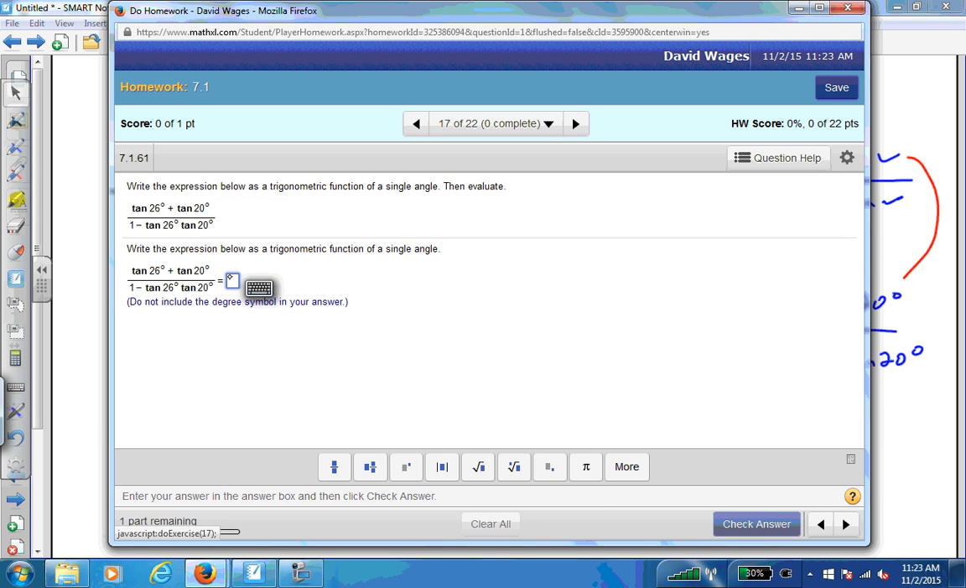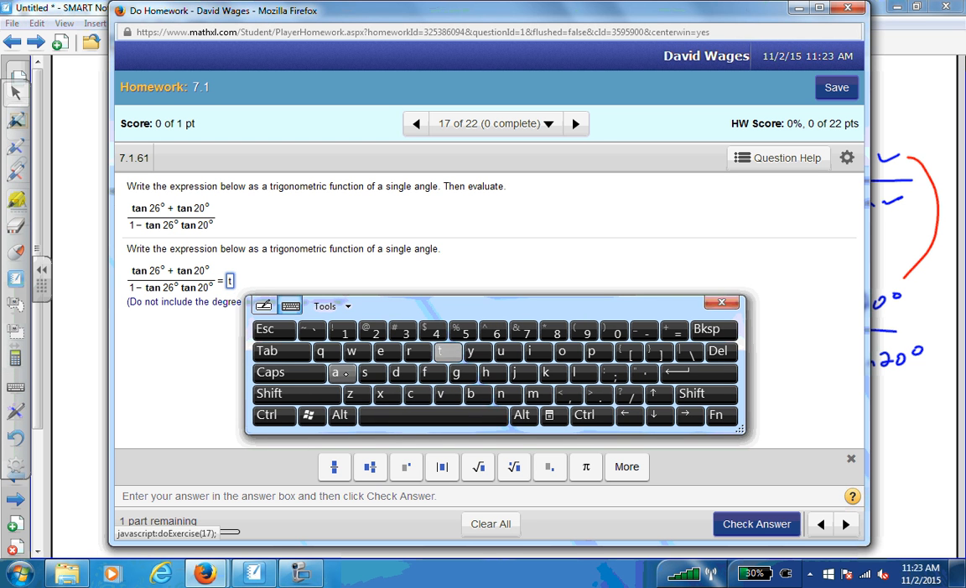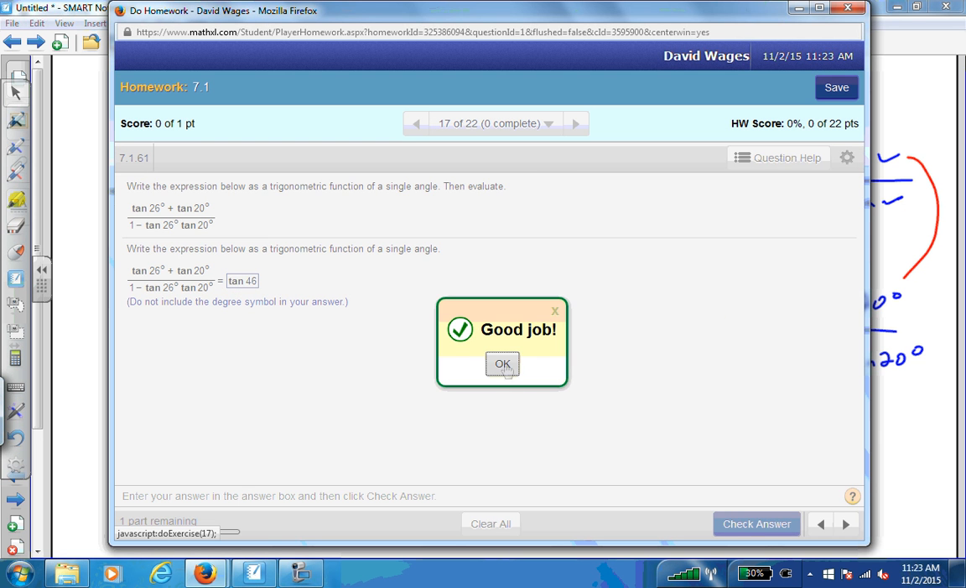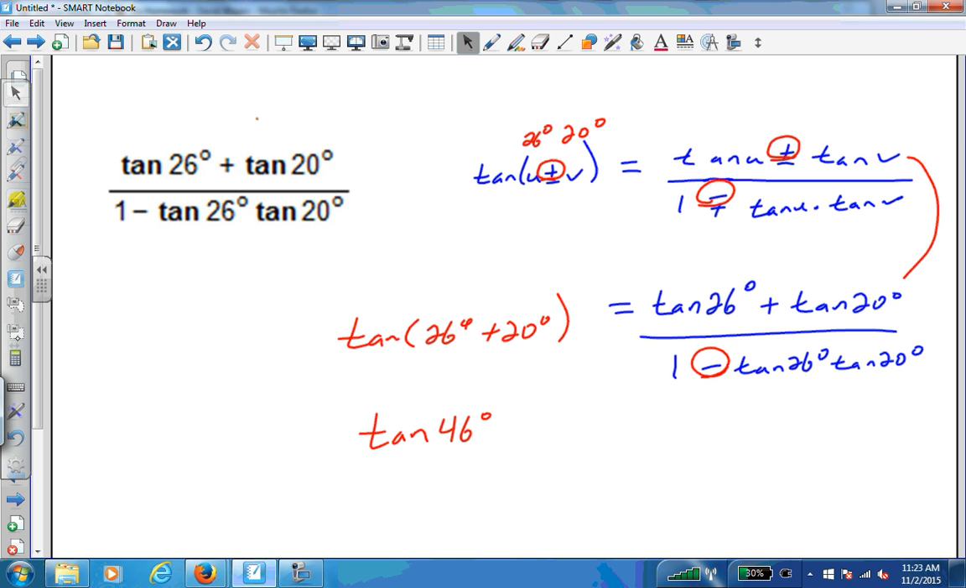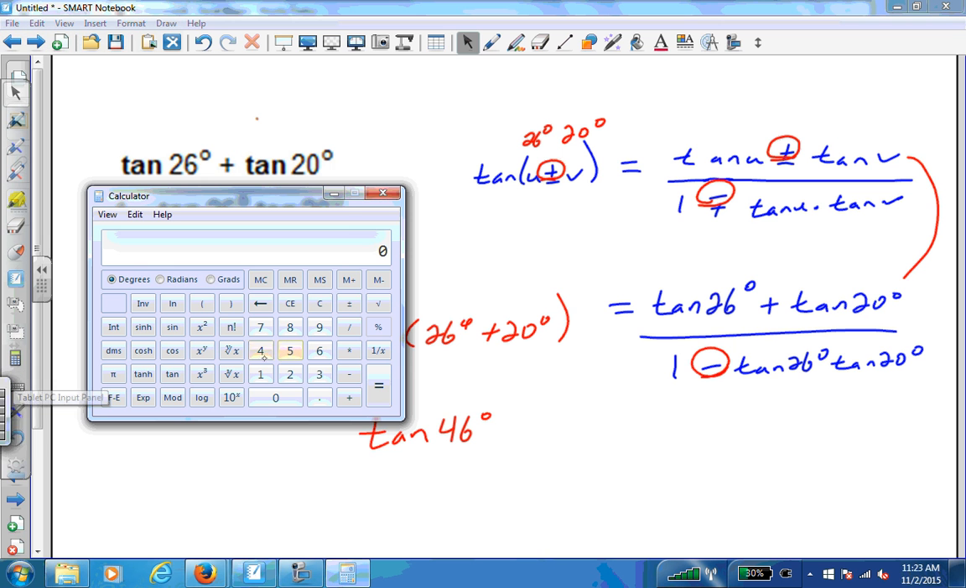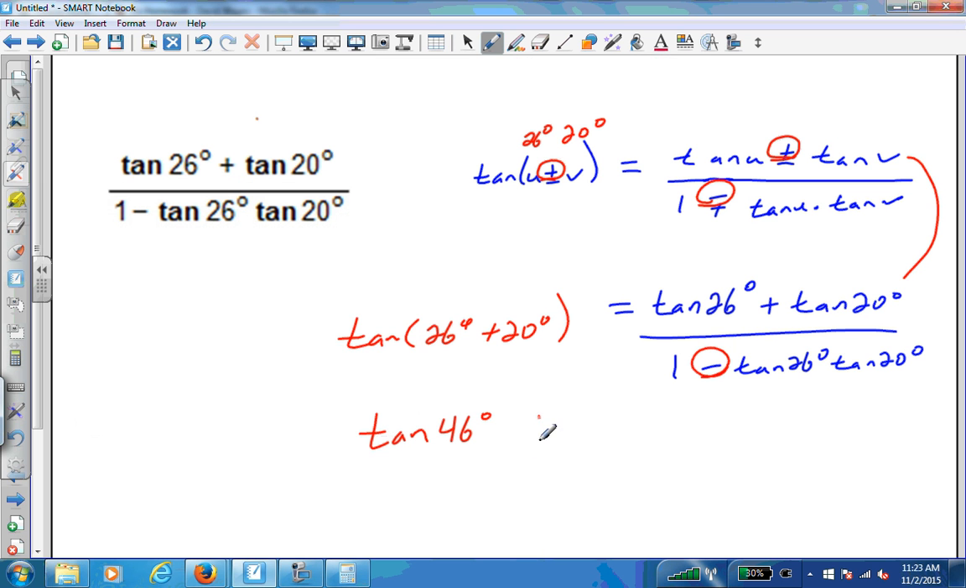So they say, put that in, do not include the degree symbol in your answer. So tangent 46. Then they want us to evaluate that. So tangent 46, that's not a special angle. So if we take 46 degrees, take tangent of it, if we round that to 4 decimal places, 1.0355.